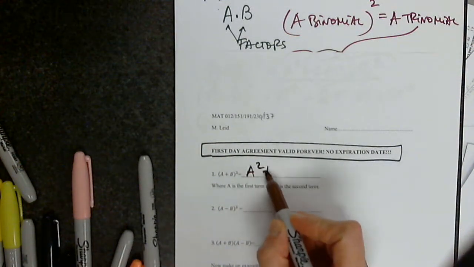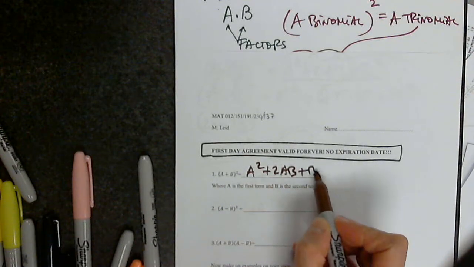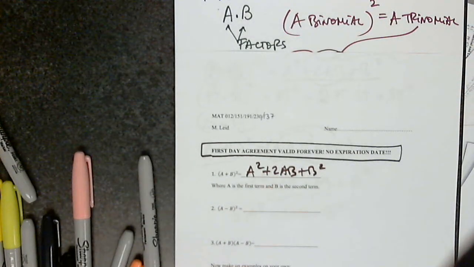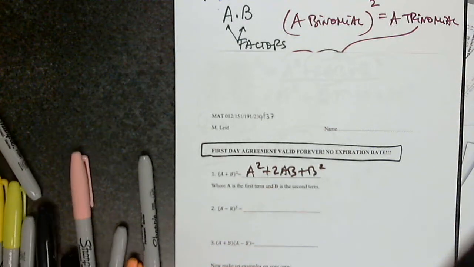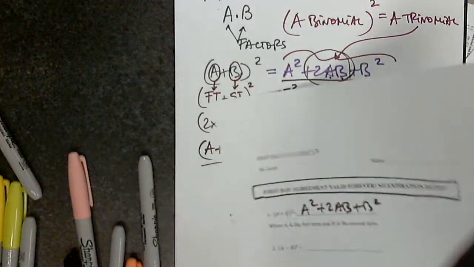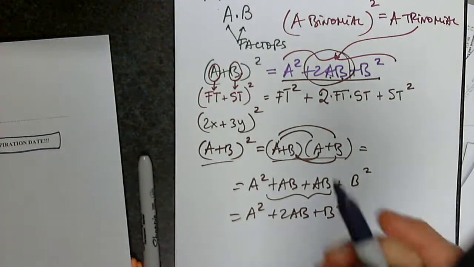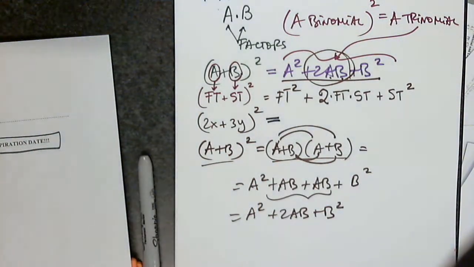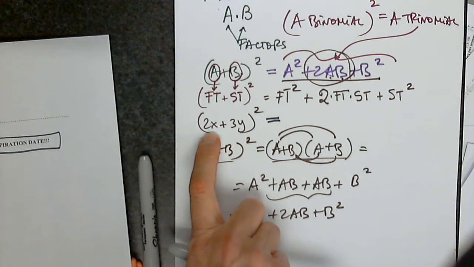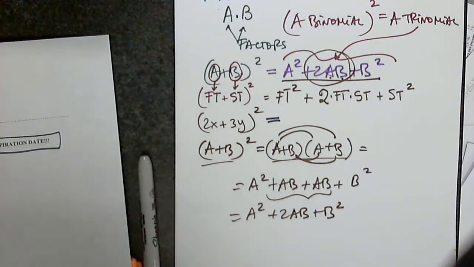But on your handout, I would write this: first term squared plus 2 times the first times the second plus the second term squared. And now let's work on an example. Here's my example. First term squared. This is my first term, and I want to square it. What do I get? How much?